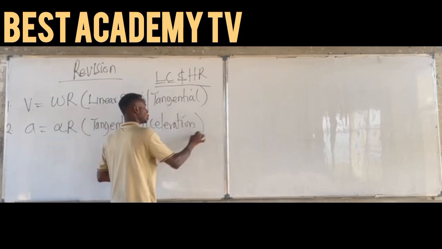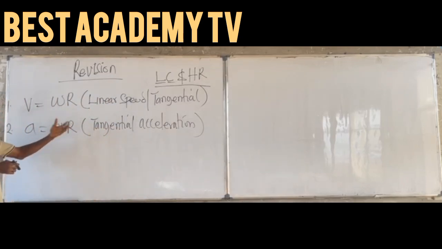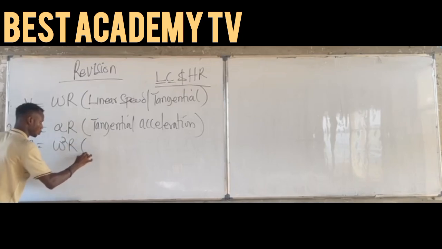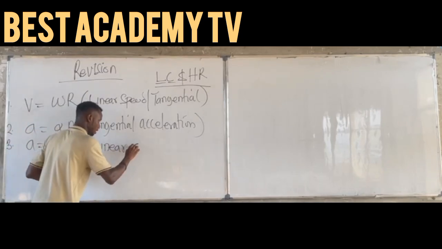Okay, when it comes to acceleration here, it's not the same formula as linear. What is the formula for linear acceleration? The formula for linear acceleration is a equals omega squared r. This is what we call linear acceleration.